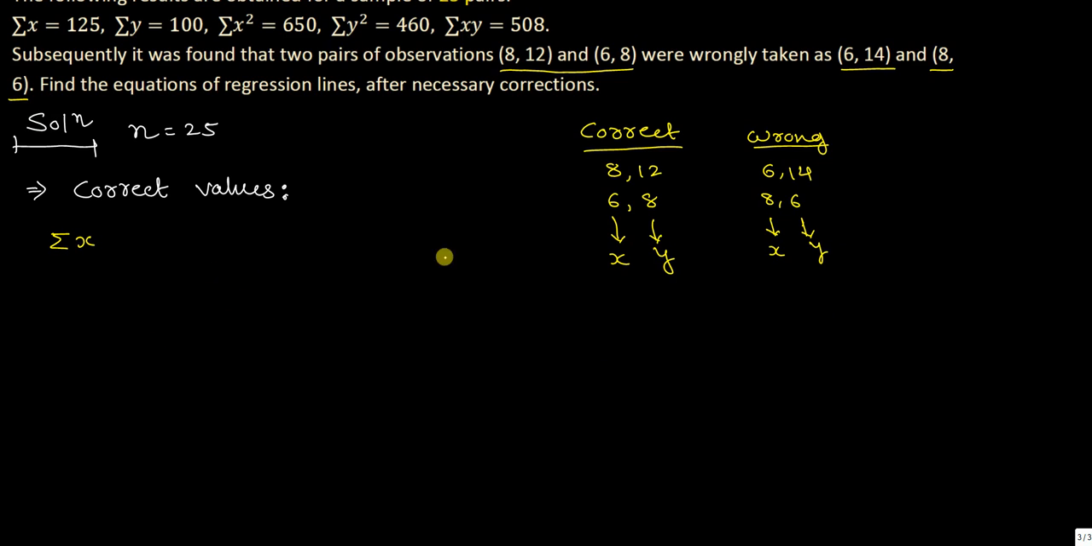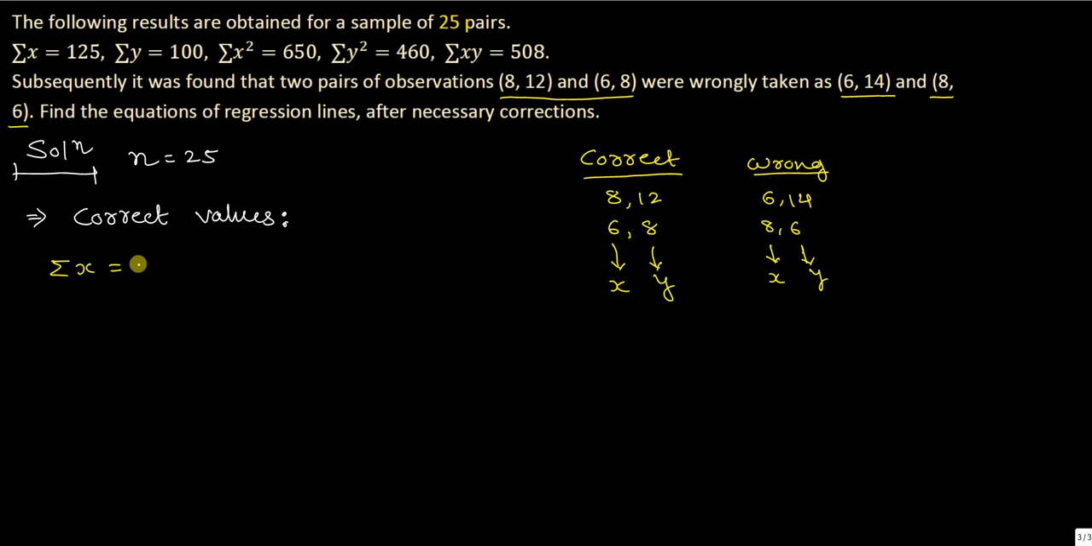Okay. Now first we are finding the correct value of sigma x. Actually, sigma x is given as 125. Then add the correct values of x: 8 plus 6. Now subtract wrong values, respectively 6 and 8: minus 6 minus 8. Okay, there is no change because plus and minus 6 and 8 cancel. Sigma x is 125.